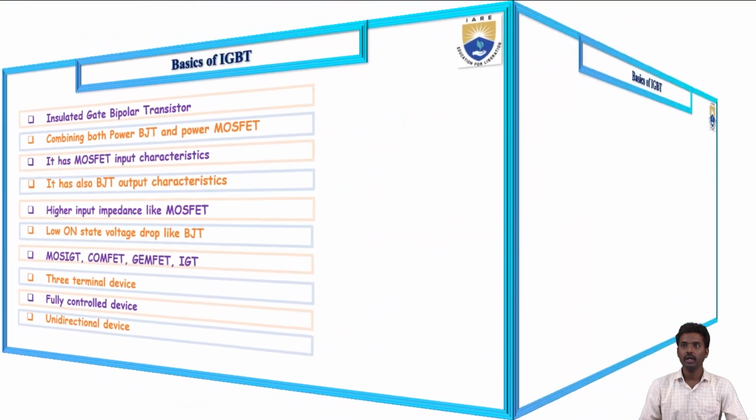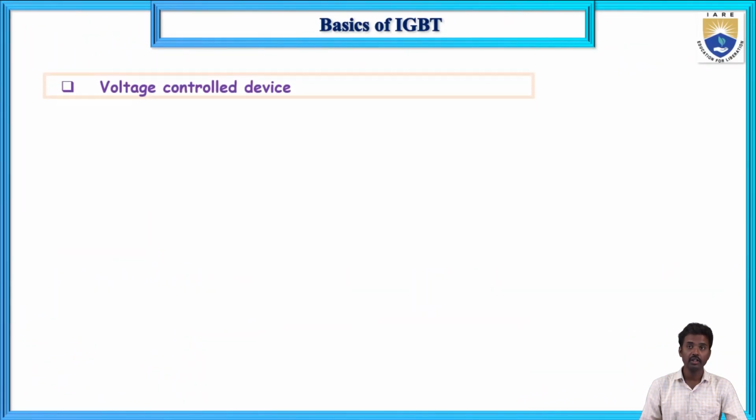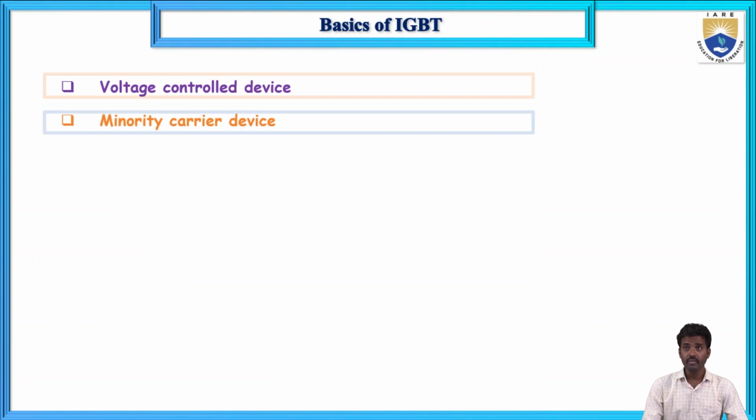Another basic thing is that it is a voltage control device. Its output current IC and output voltage VCE depend on VGE only, that is the gate-emitter voltage. Output voltage and output current depend on voltage only. Because of that reason, this IGBT is known as a voltage control device. Power MOSFET is also a voltage control device, but power BJT is a current control device.